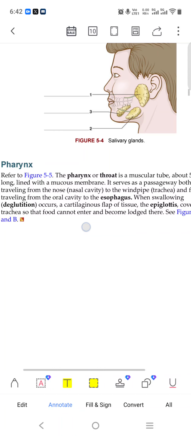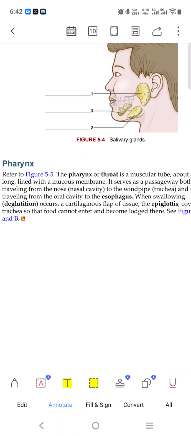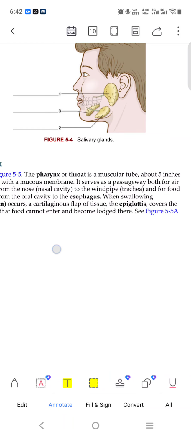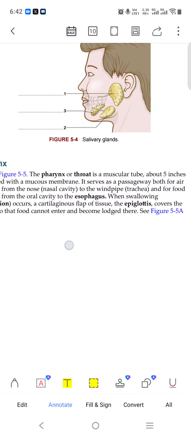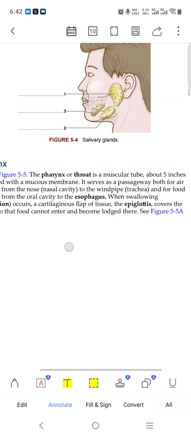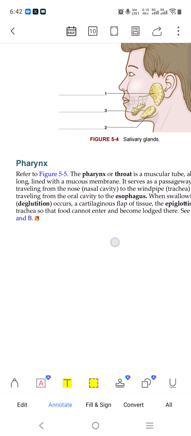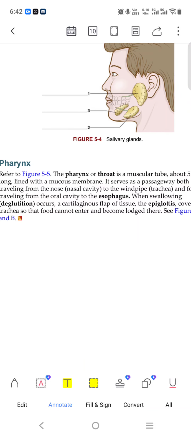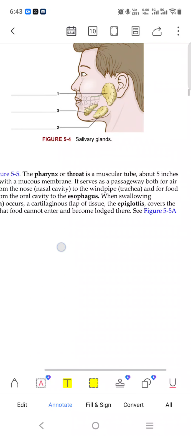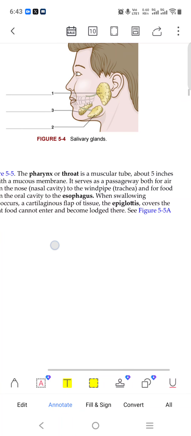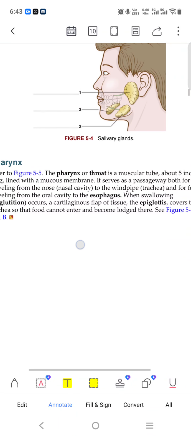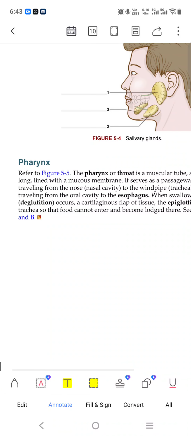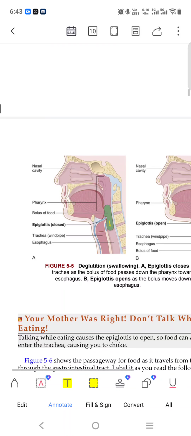Esophagus is a passage of our food, passing the food through this pipe. Epiglottis covers the trachea, so that the food cannot enter into it and become blocked there. Deglutition: when we are swallowing the food, it is the deglutition process.